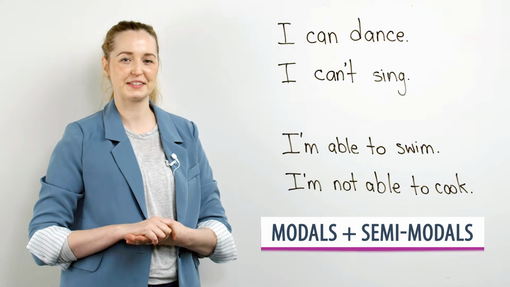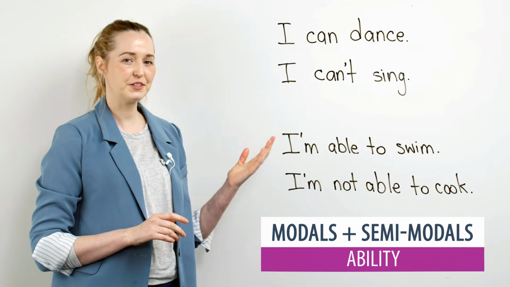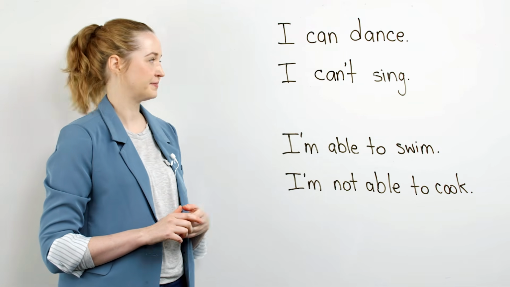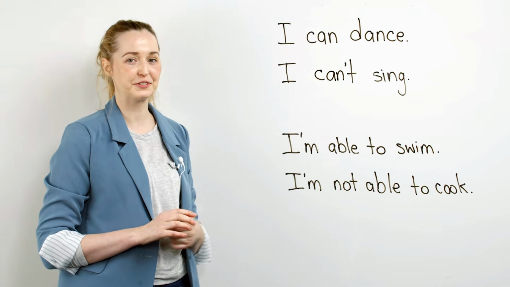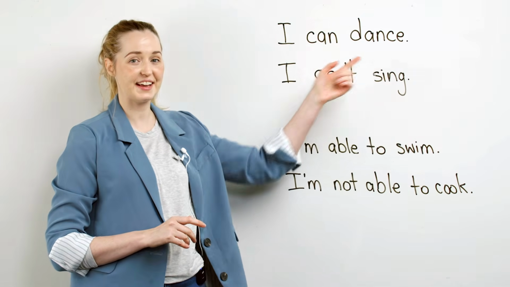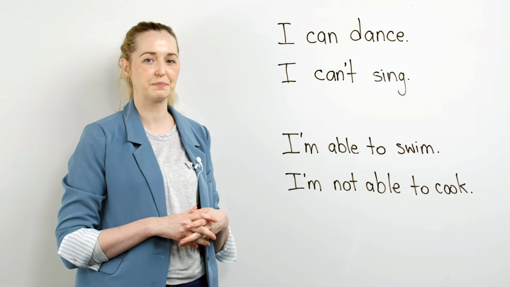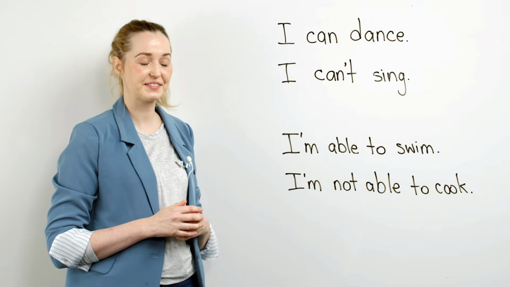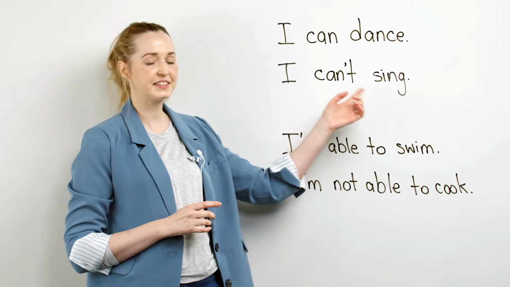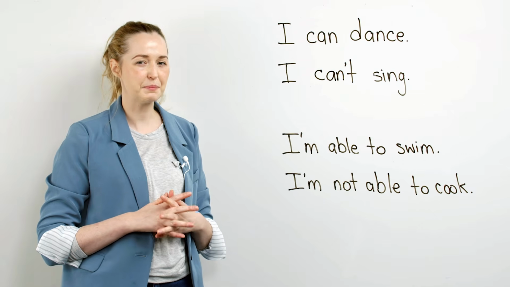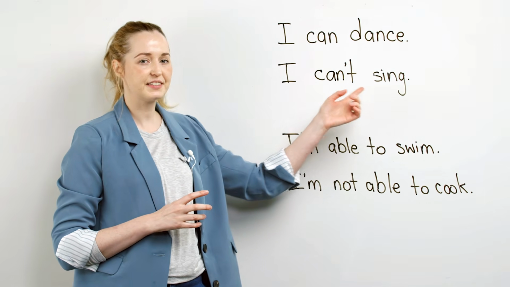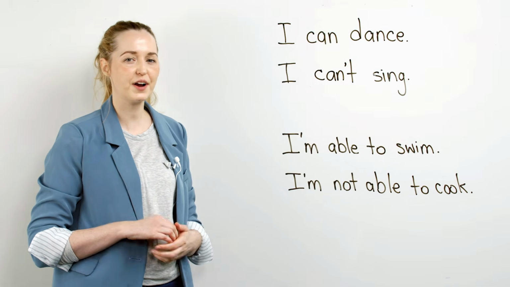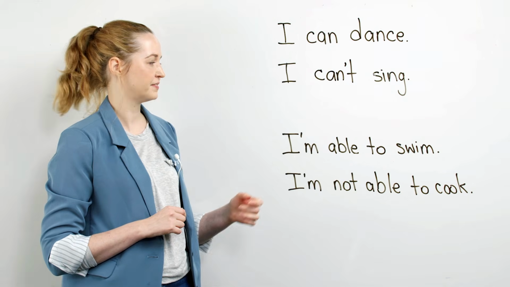Let's take a look at some more modal verbs. These ones express ability, can and able to. I can dance. Can is our modal verb. It shows we have an ability. I can dance. I can't sing. Can't, inability. I can't sing. Can't is a contraction of cannot.